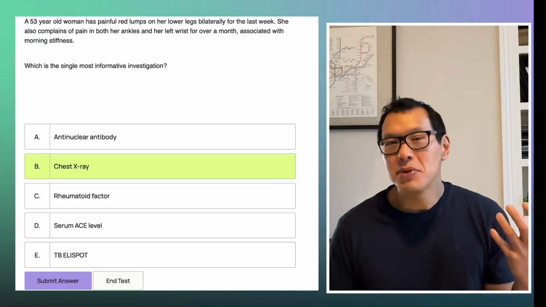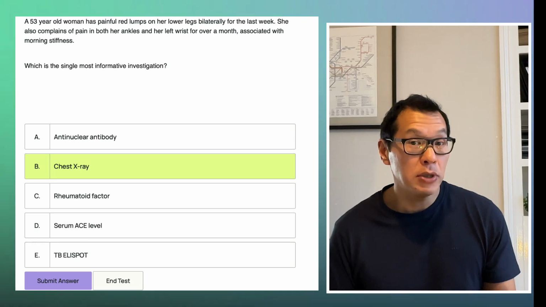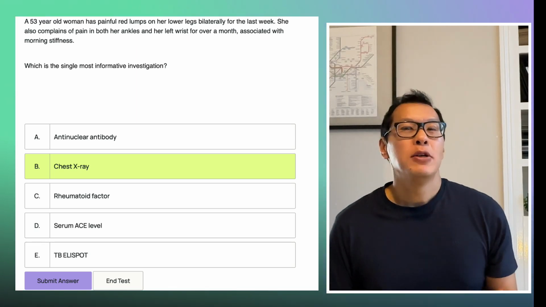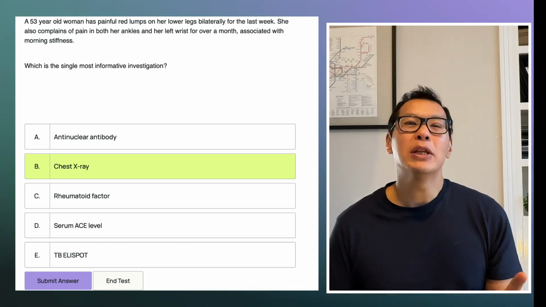Serum ACE is not specific for sarcoidosis. It's not positive in all patients with sarcoidosis. And sometimes we do get a lot of false positives. So serum ACE is the main distractor, but it's not the right answer, unfortunately.